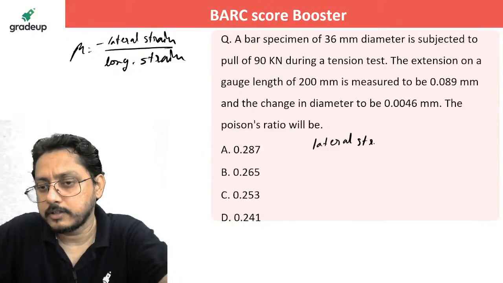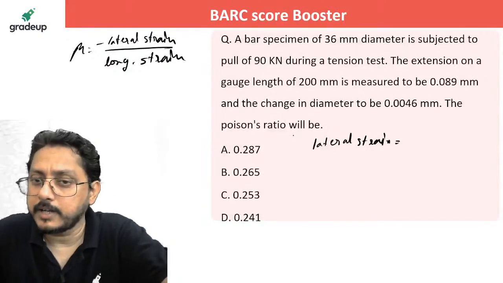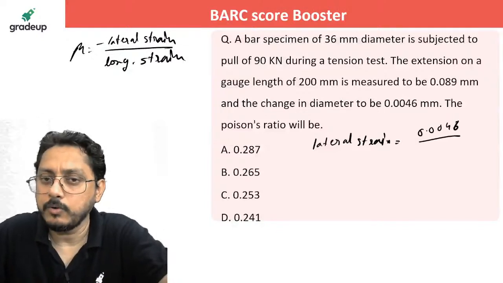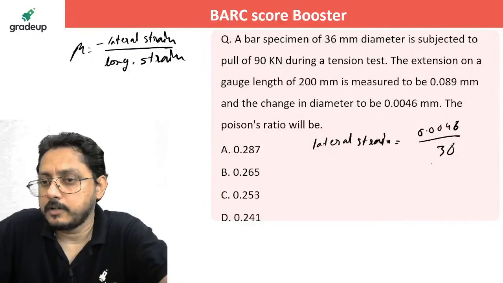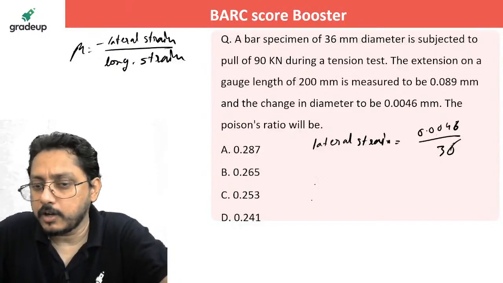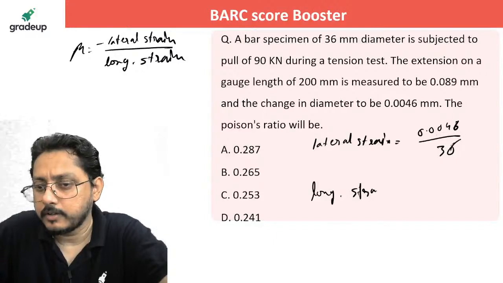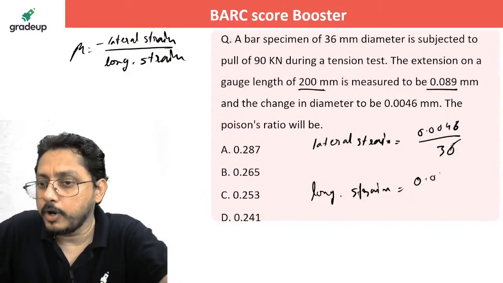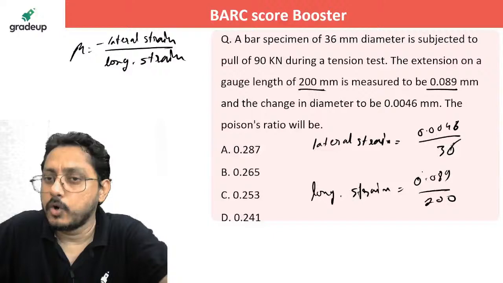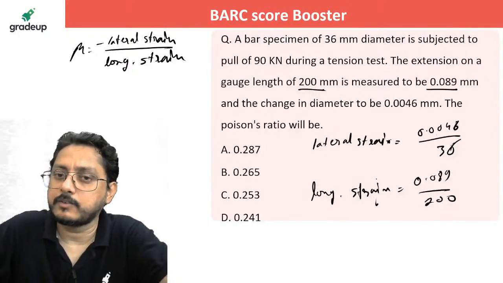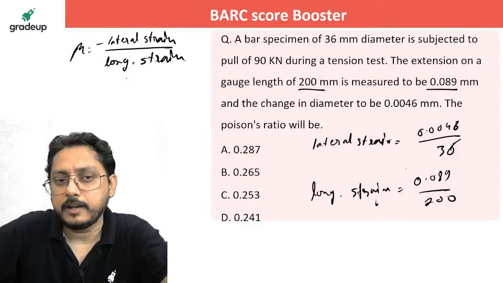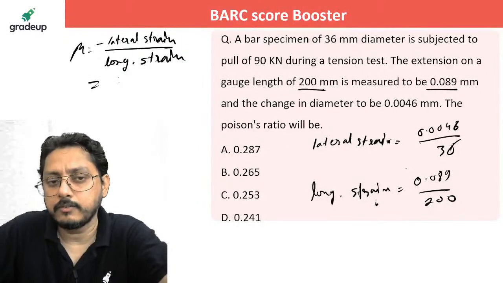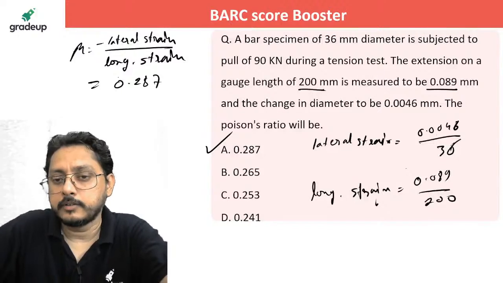Lateral strain is how much? Lateral is nothing but whatever the diameter has changed. That is 0.0046, the change in diameter, by the original diameter. What was the diameter? The bar of 36 was the diameter. So this is the lateral strain. What is the longitudinal strain? What is the change in length? The extension on a gauge length of 200 is measured 0.089, so 0.089 over the 200 length. That is the longitudinal, that is the lateral. Now you calculate it, put it there, and you will get the mu value of 0.287. That's all.